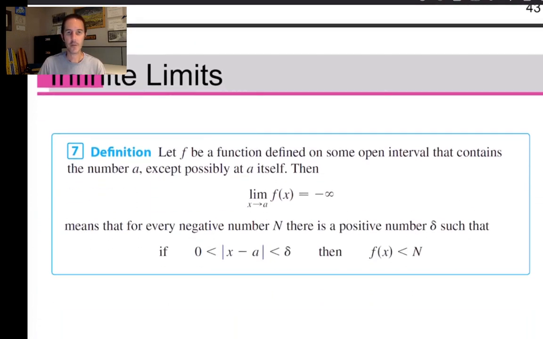Very similar process when your limit, or you believe that your limit is going to negative infinity. That proof process is almost identical, except here we're trying to keep our output values, our y values, less than some predetermined negative number n.